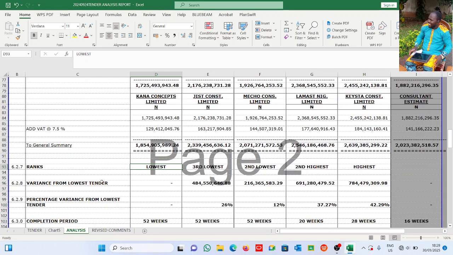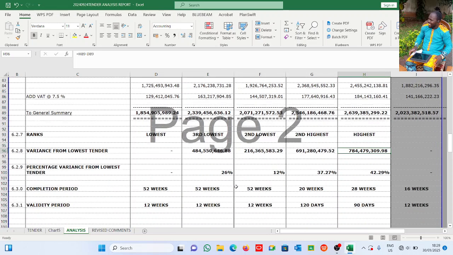Okay, now the next is variance from the lowest. How far are these other contractors from the lowest, which is Kana? It's just subtraction. Variance means difference, it means minus. So this is what I have. This less this, I have 484 million. This less this, I have this. This less this, I have this. And this highest here less this, I have 784 million, higher than the lowest, which is Kana.